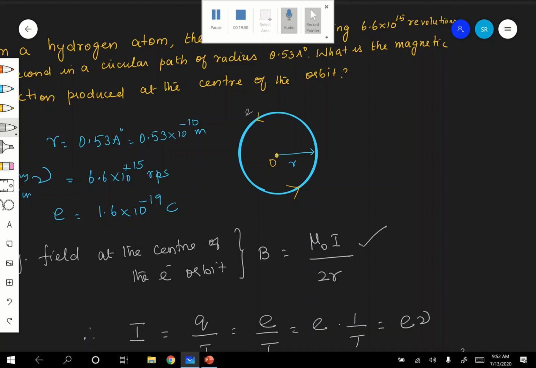I told you one law exclusively for finding the direction of the magnetic field at the center of a current carrying circular coil: the right hand thumb rule. Keep your thumb at the center, and the curvature should show the direction of the current in the circular coil. The direction in which the thumb points will be the direction of the magnetic field at the center. Okay, so that's it. Next question now.